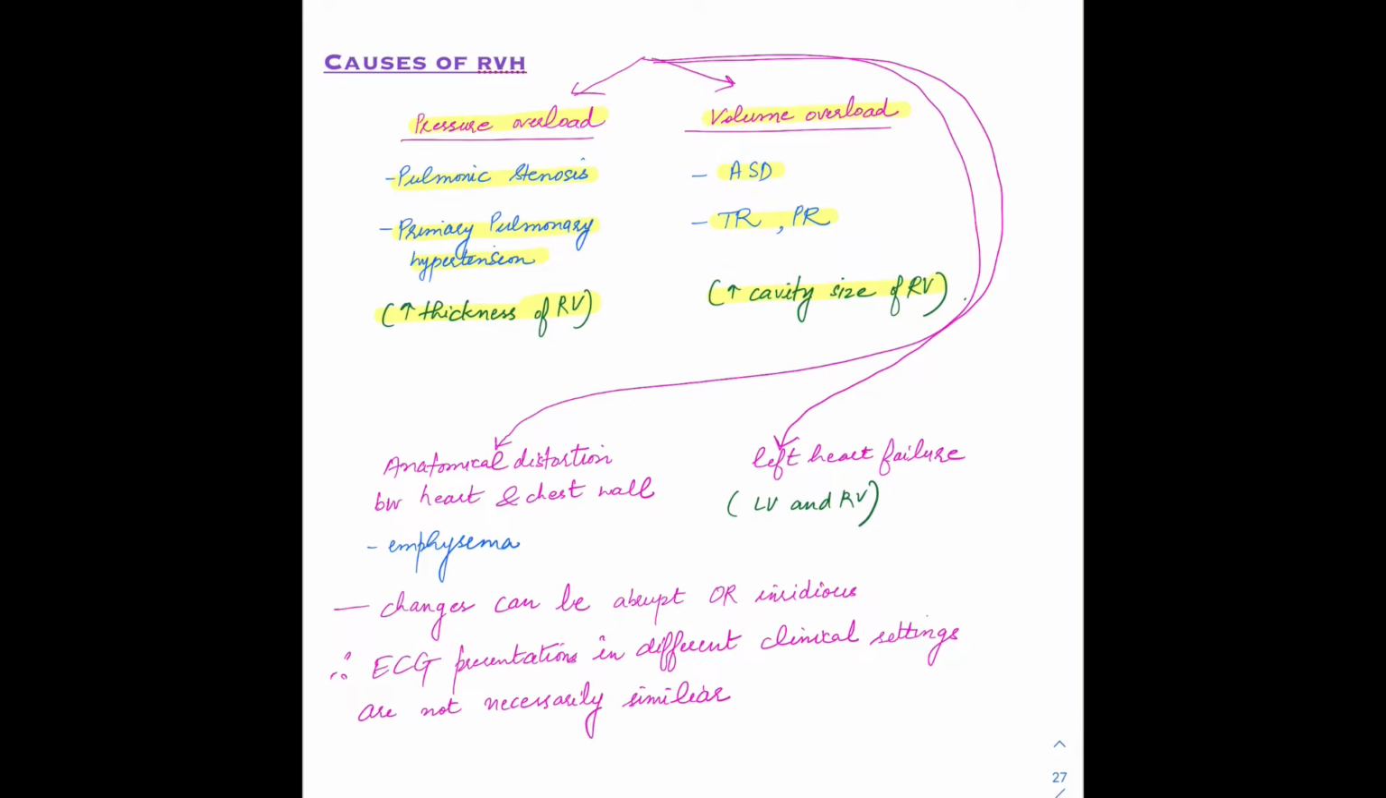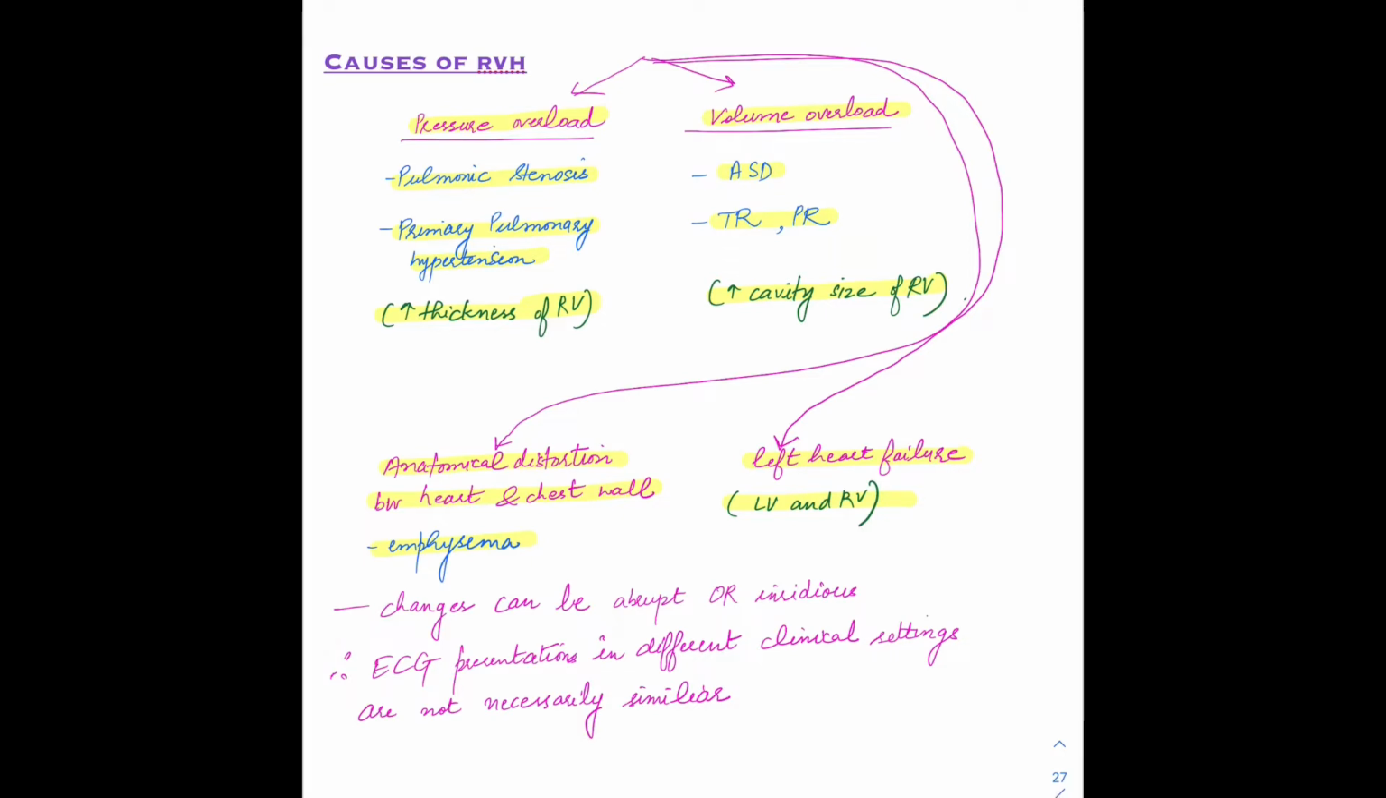Now it's not only the pressure overload and the volume overload which will be causing right ventricular hypertrophy, but there are certain other causes that I think are worth mentioning at this point. A case in which you can have an anatomical distortion between the heart and the chest wall, for example emphysema, can also present with certain ECG changes. And when you talk about left heart failure, this can also contribute to right heart failure. Therefore, if you are having left ventricular hypertrophy and then you develop heart failure, you can have those back pressure changes onto the right side of the heart, leading to right ventricular hypertrophy.